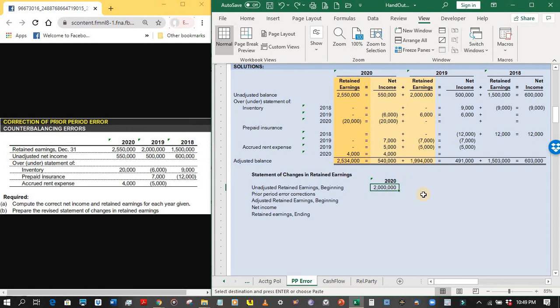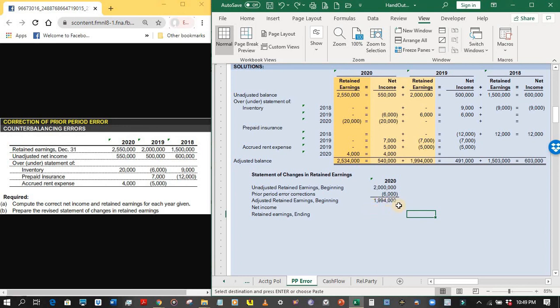Then what is the net effect of the adjustments to the 2 million retained earnings? That is negative 6,000 pesos. And that is the net effect of these three adjustments. So that is negative 6,000 pesos. So these are the adjustments for the 2 million pesos to arrive at the adjusted retained earnings at the start of 2020, which is 1,994,000 pesos.